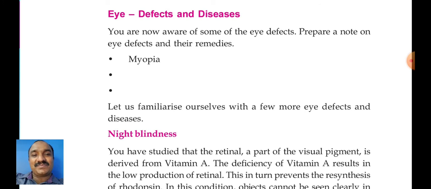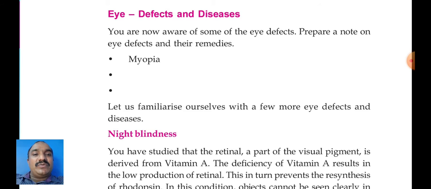Then, why is it caused, or what is the reason for this disease? It is caused by the increase in the length of the eyeball. When the length of the eyeball increases, it results in the disorder called short-sightedness.